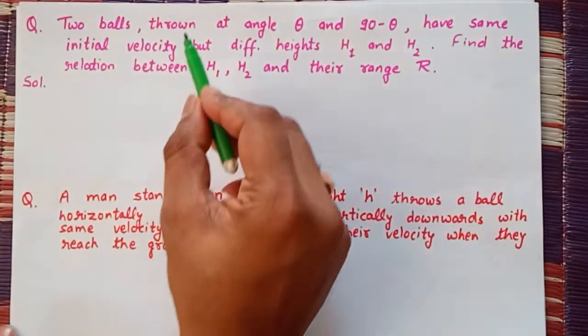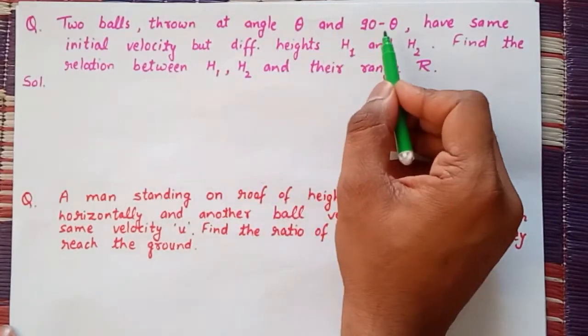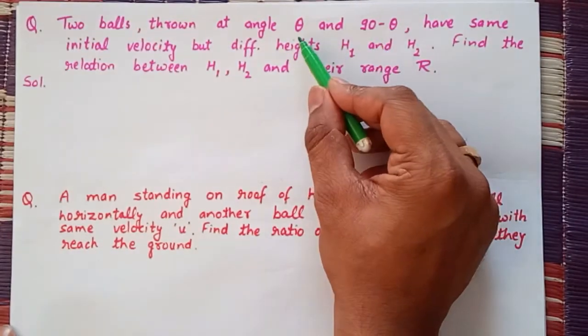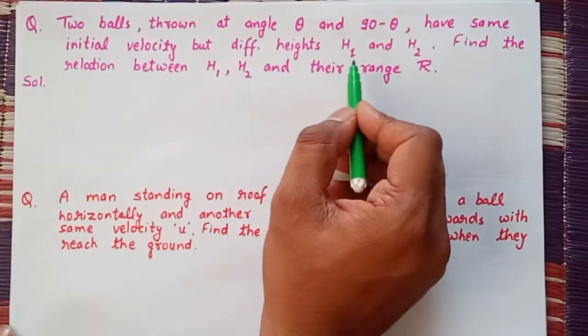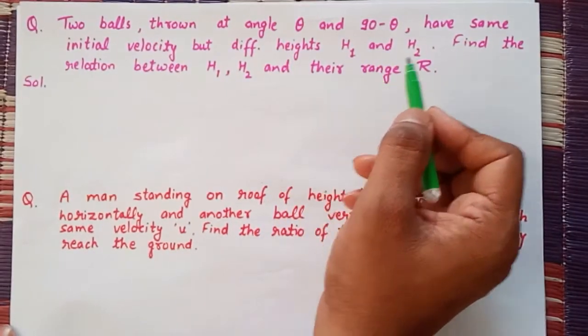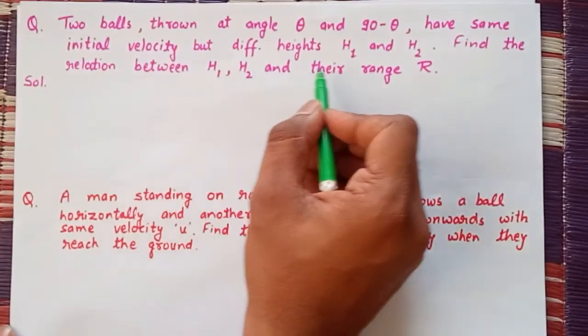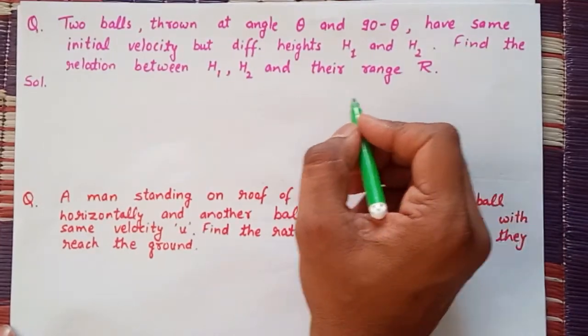Next question: two balls are thrown at angles θ and 90 − θ. Again, two angles are given, θ and 90 − θ, with the same initial velocity but different heights, h1 and h2. Find the relation between h1 and h2 and their range.